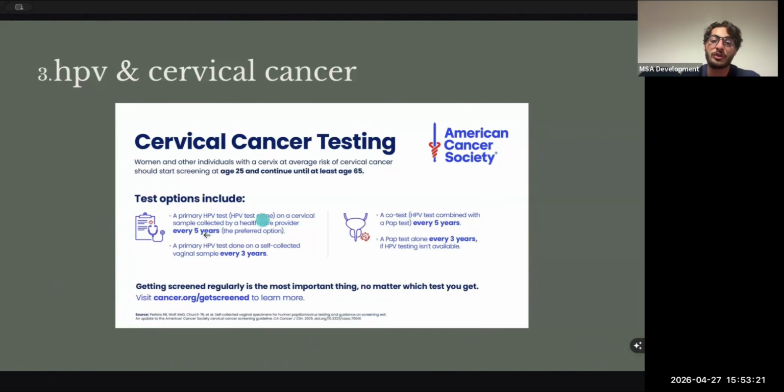Now, how do you screen? You could do a primary HPV test on a cervical sample every 5 years, which is what's preferred, or you could do a primary HPV test done on a self-collected vaginal sample every 3 years, and you could do a co-test with a pap smear every 5 years, or a pap test alone every 3 years if HPV testing isn't available. All right, so we don't prefer to do, at least not these days, pap smear alone. Usually we would do an HPV test at the same time to detect if the sample itself has any HPV antibodies or HPV antigens in it.